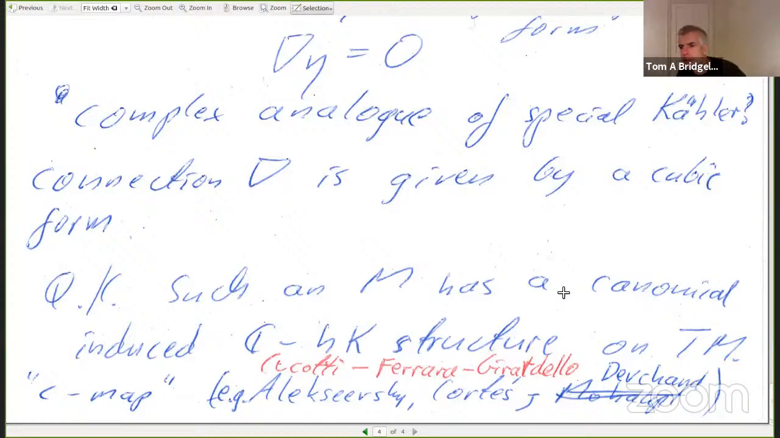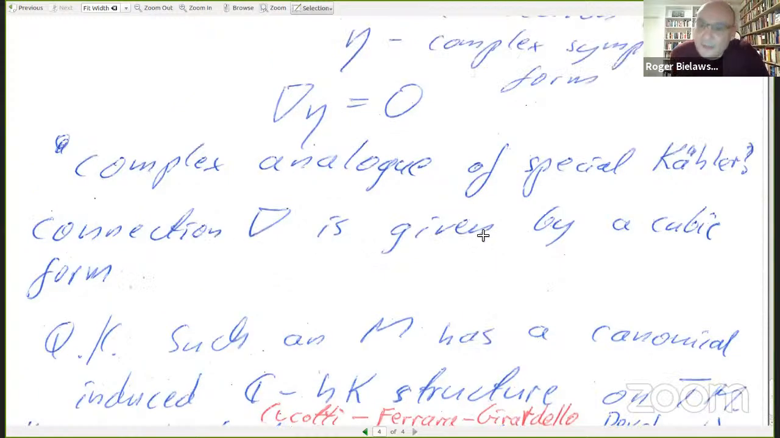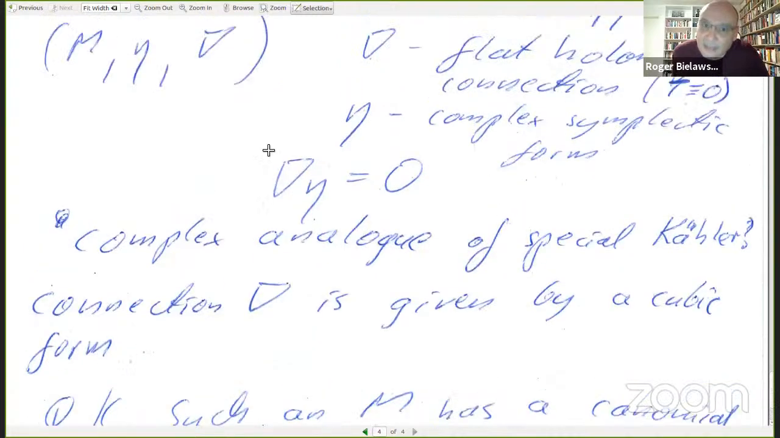Perhaps complexification of... no, but you see, you don't have a metric. So if you complexify special Kähler, you would get a metric, right? But here you don't really have a metric on M. What you have is just a flat holomorphic connection, which preserves the symplectic form.